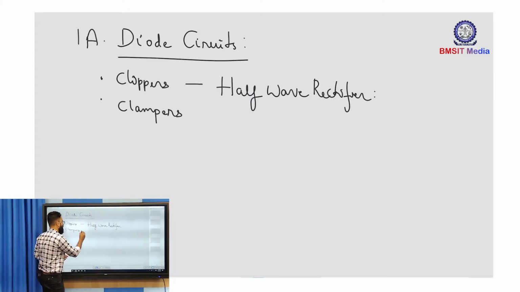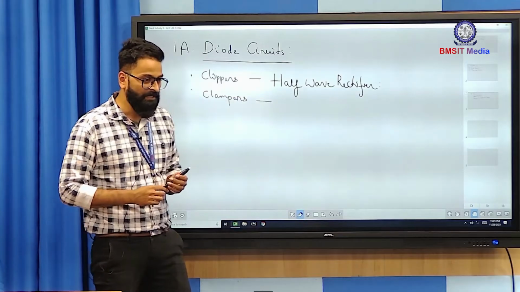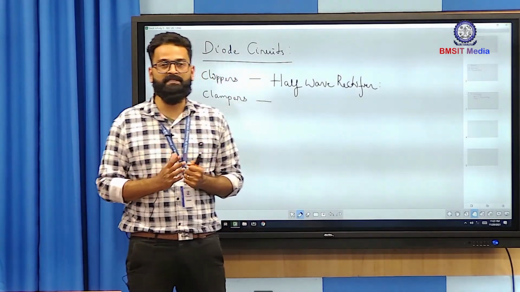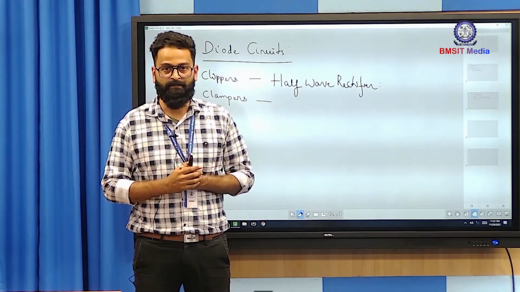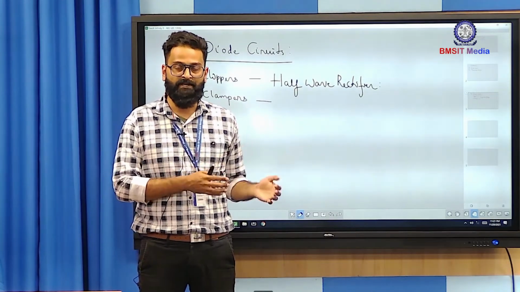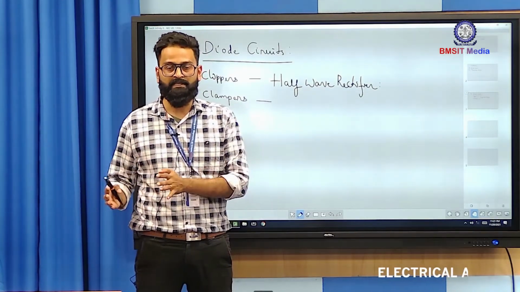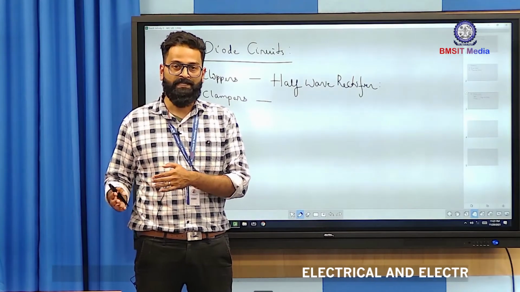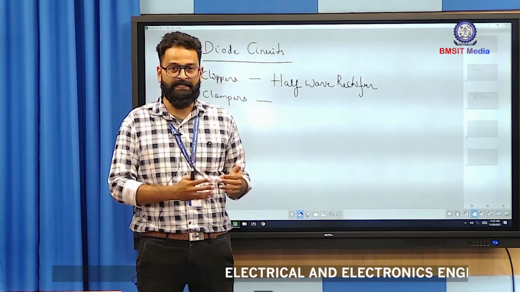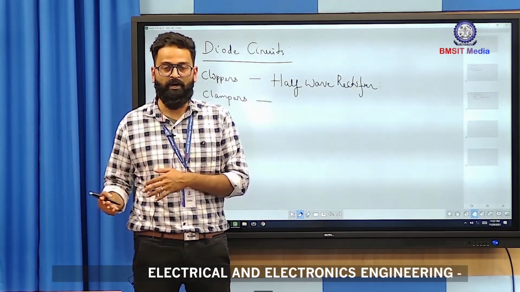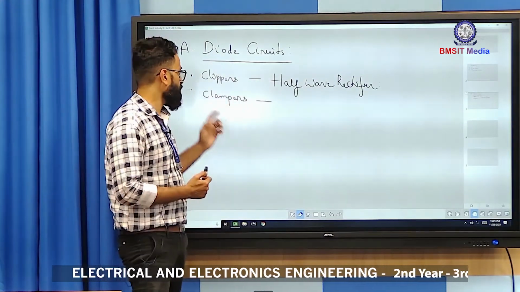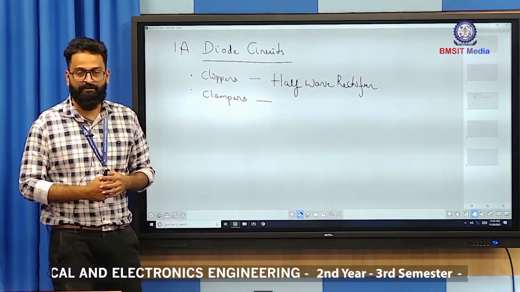On the other hand, if we look at clampers, in case of clampers, the appearance of the signal is not disturbed or changed. If you give a sinusoidal signal, the output remains sinusoidal. If you give a triangular signal, the output remains triangular. So it will not alter the shape of the signal.